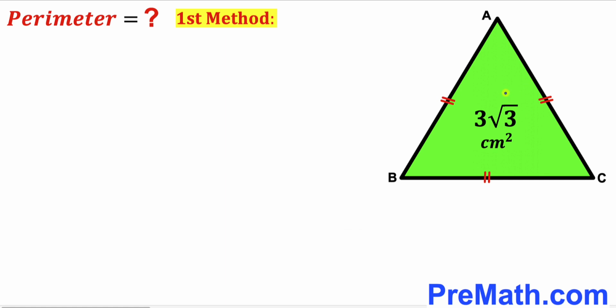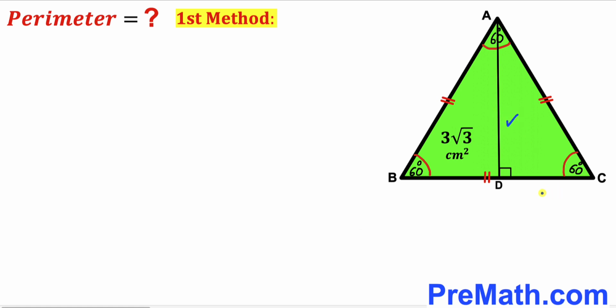And now let's focus on this triangle ABC. We know this is an equilateral triangle. So therefore, all of its interior angles are going to be congruent as well, and they are going to be 60 degrees each. And in this next step, I have dropped this perpendicular AD on this side BC, as you can see.